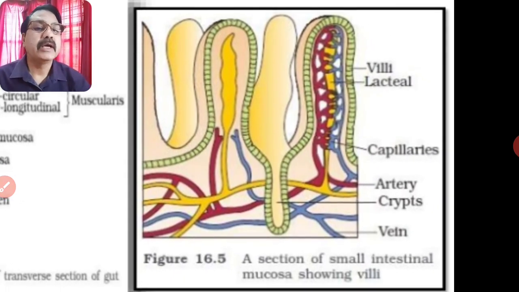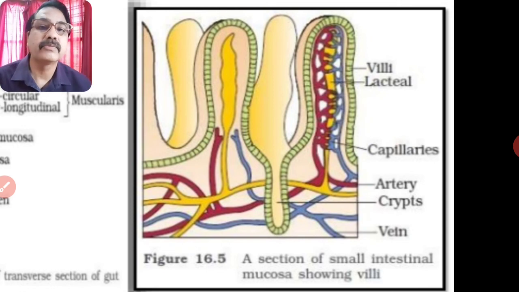So these are the villi, finger-like projections. Villi increase the surface area for the absorption of food, because what we have eaten is to be absorbed by the body, which is very important. So these are the capillary network, and each artery is connected with the vein through these capillary networks. Crypts are there, and the vein. The artery, vein and crypts are there.